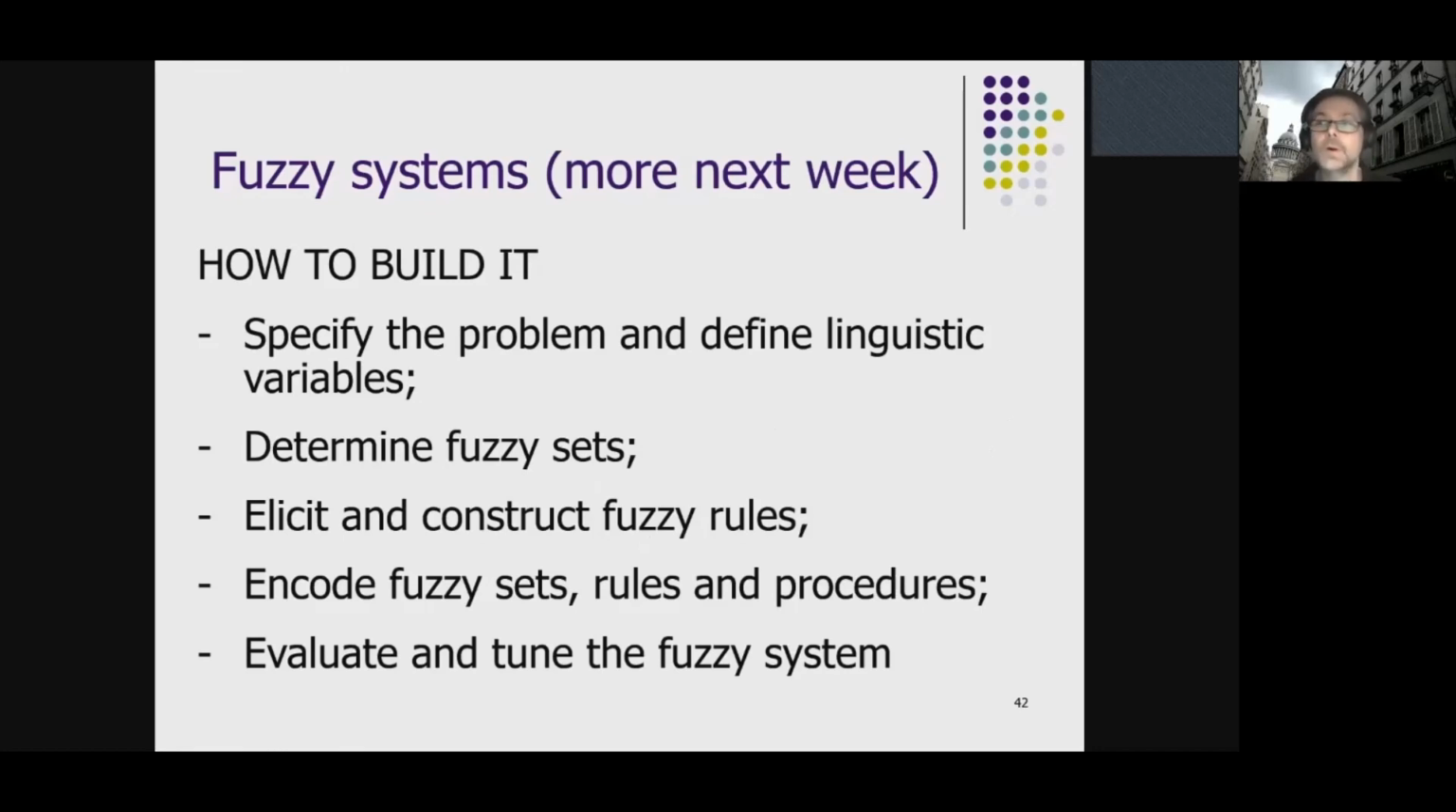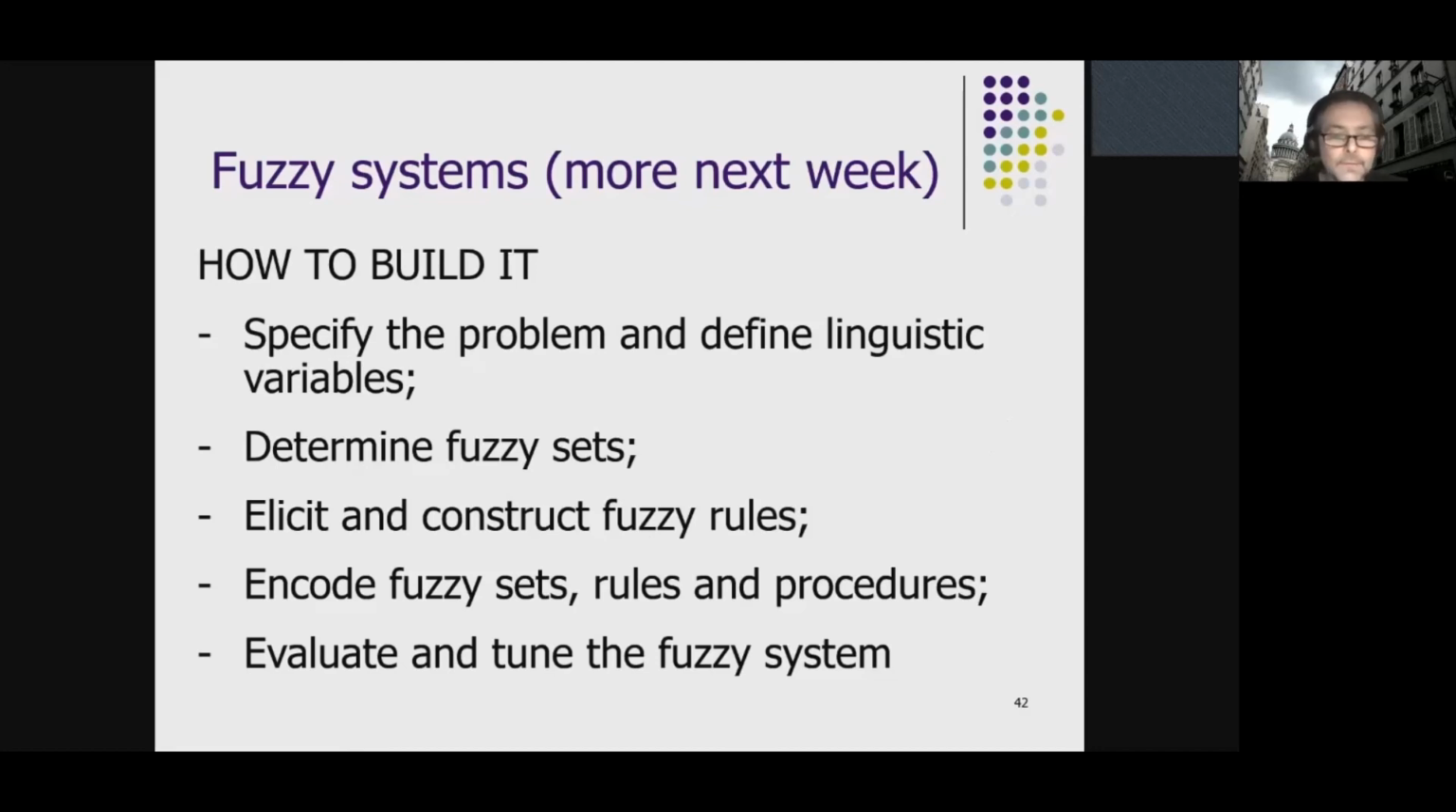Next week, I'm going to talk more about how we use these ideas to build fuzzy systems. I will start by explaining how we specify the problem and identify the variables that we want to use. Variables most of the time come from sensors, from the environment. Usually they measure different kinds of things. These are our variables. And then we have to define the fuzzy sets for these variables, because the fuzzy sets represent the values that these variables will take.